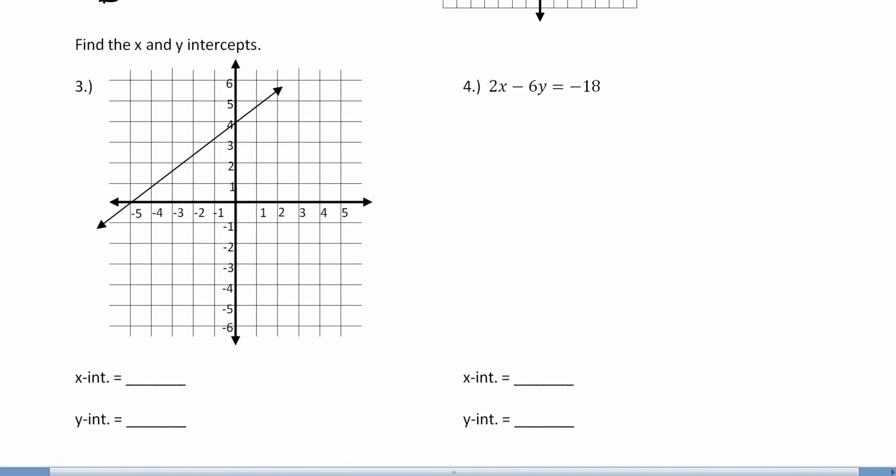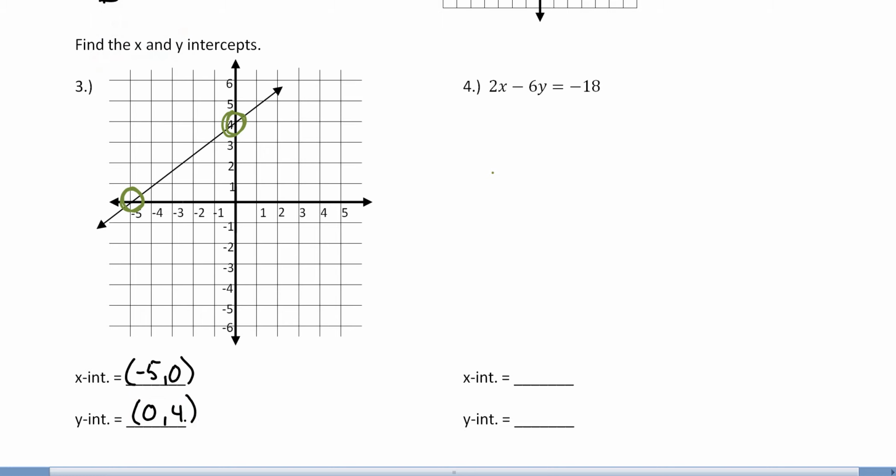If we look at the next one, it says to find the x and y intercepts. Remember, visually, when we're looking at a graph, the x-intercept is where it crosses the x-axis. So right here, it crosses the x-axis at negative 5. And again, I'm always going to write it as an ordered pair. That's the ordered pair negative 5, 0. The y-intercept is where it crosses the y-axis. So right here, crosses at positive 4. And again, I'm going to write it as an ordered pair. That's the ordered pair 0, 4.